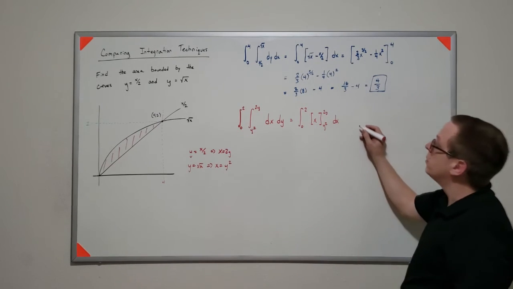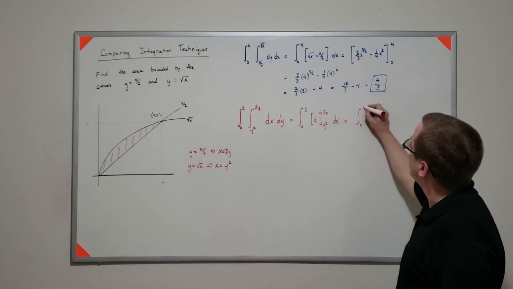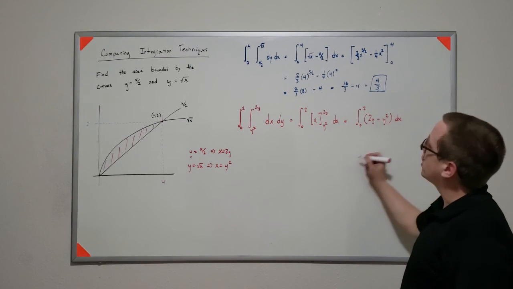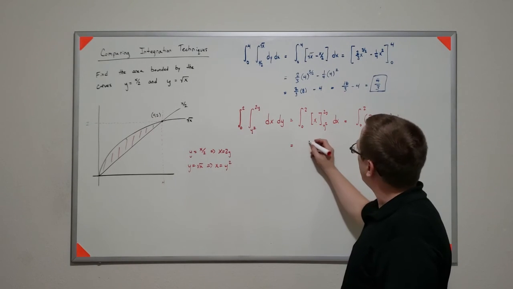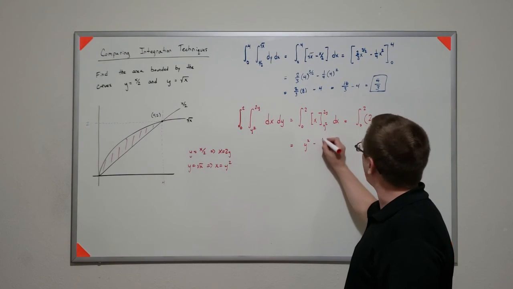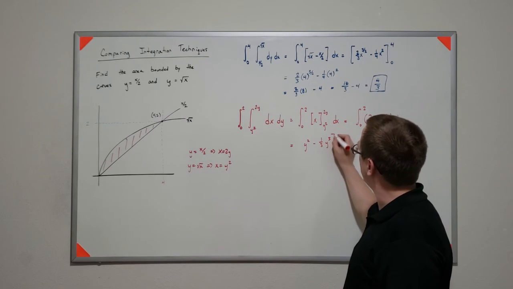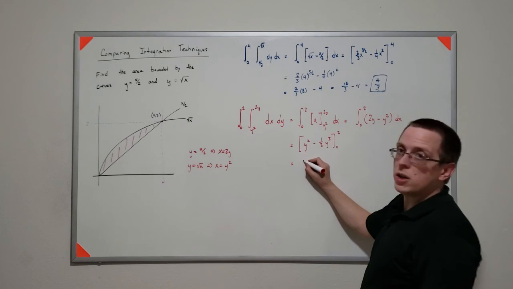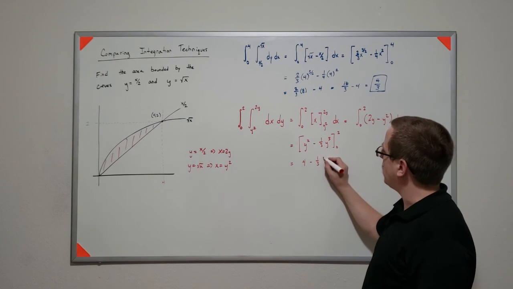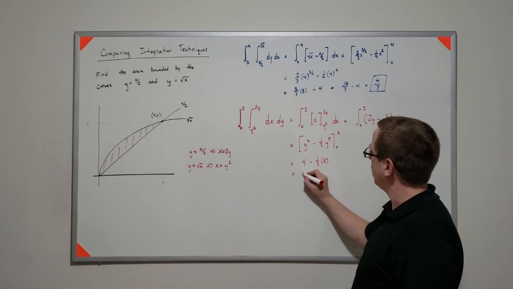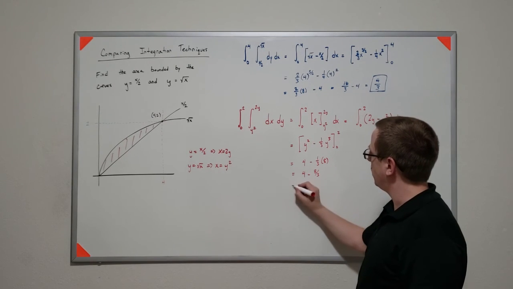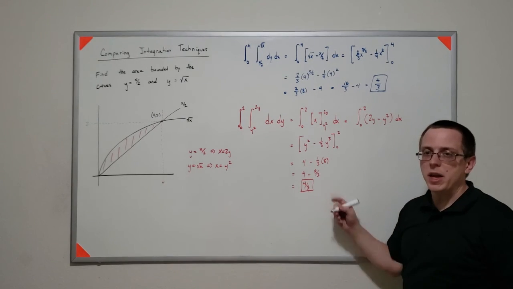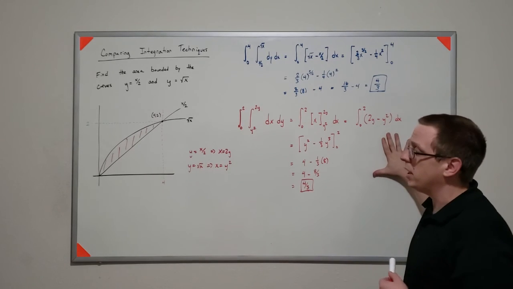So I get x from y squared to 2y, which is the same thing as saying the integral of 2y minus y squared dx, which is y squared minus 1/3 y cubed from 0 to 2, where y squared is 4, y cubed is 8. So we get the same answer, but I also want to point out that I personally think this is easier.